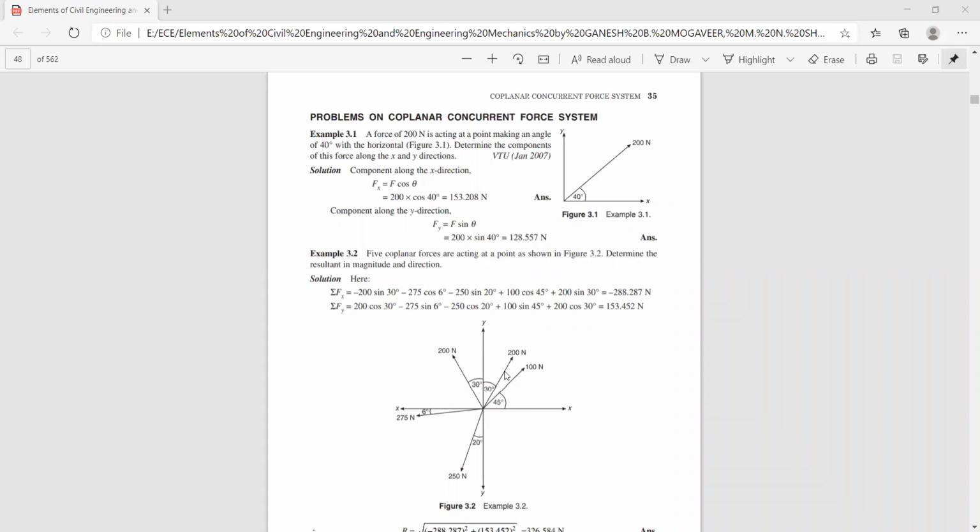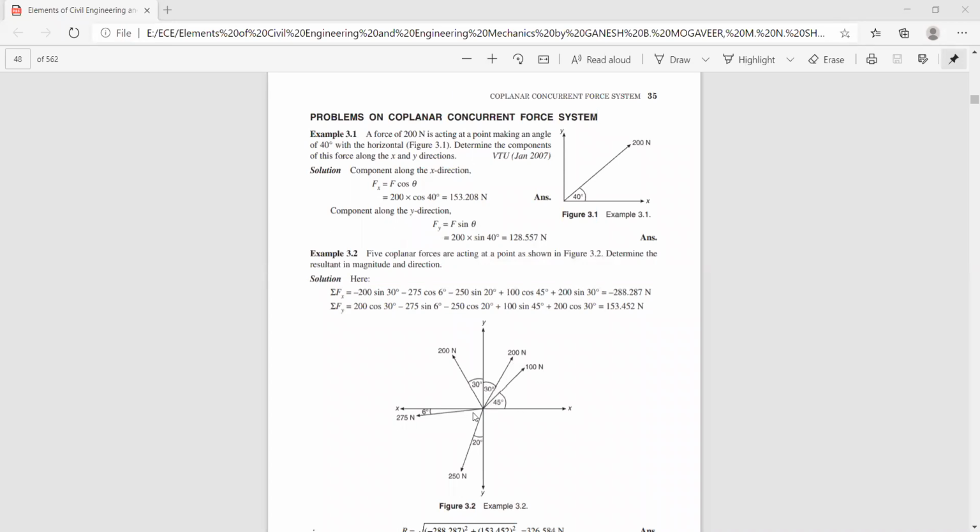Now let me resolve this force with respect to y-axis. If I resolve this force with respect to y-axis, its x component is 200 sin 30. You can see here it is 200 sin 30, or it can be 200 cos 60. Both are same. You can either resolve with respect to x-axis or y-axis. If I consider with respect to y-axis, its x component is 200 sin 30, or it can be 200 cos 60.